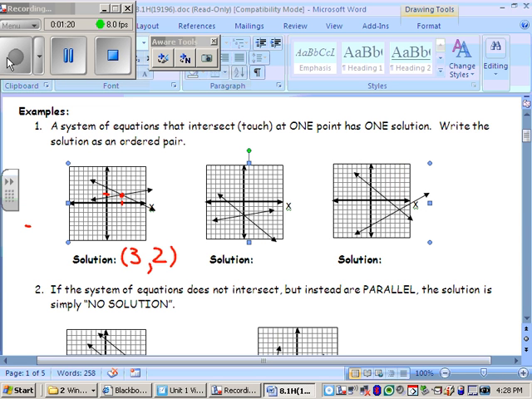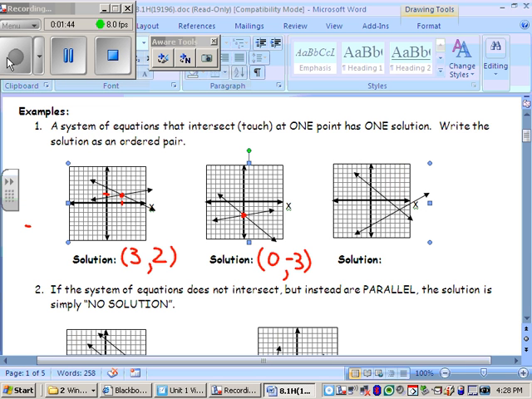For the second graph, you can see that the two lines intersect right on the y-axis. So again, we simply need to identify the ordered pair that represents that point. The x value of that ordered pair is 0, and that point is touching the y-axis at -3, which would be the y value.